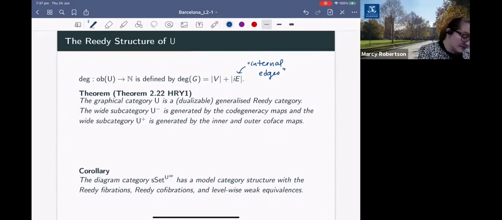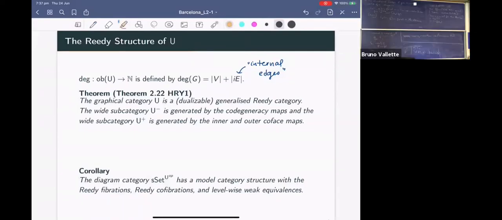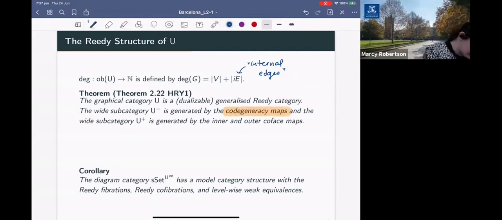And so our graphical category is generalized Reedy, where the minus morphisms are the codegeneracy maps. Right, and so let's remember what those look like. Locally, I have a vertex and it disappears into an edge. So that's lowering the degree. Okay.